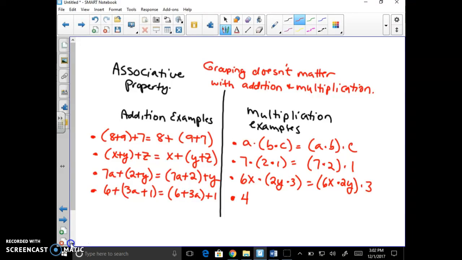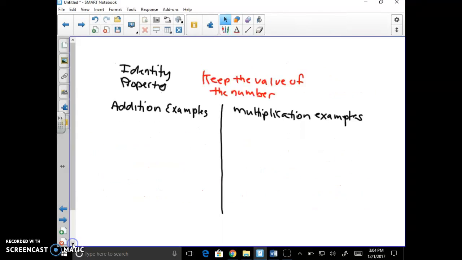Next one, (4a times 3b) times 5c equals 4a times (3b times 5c). Okay, so now we're talking about the identity property. The main idea on this one would be to keep the value of the number.